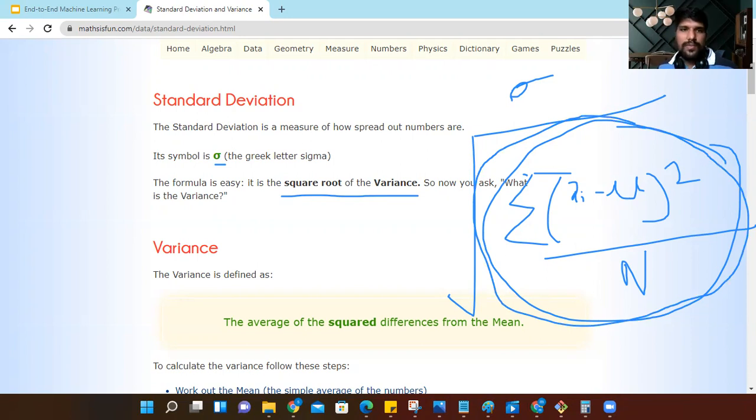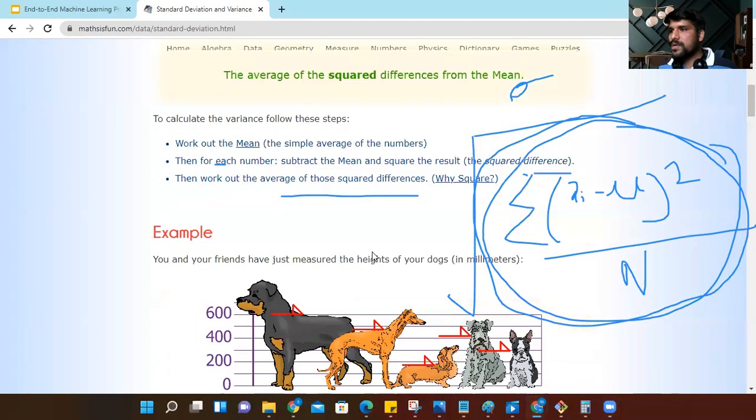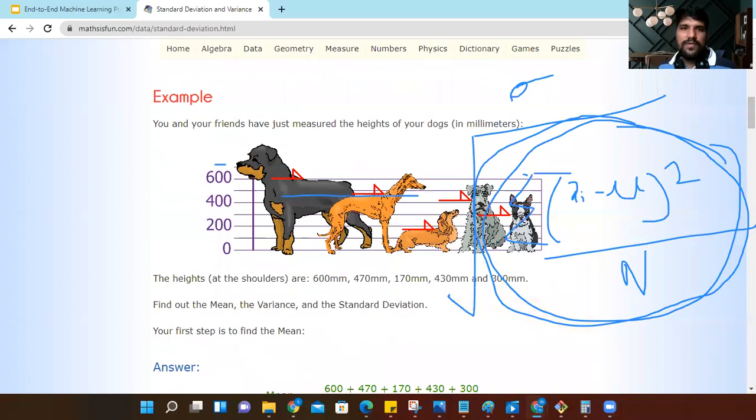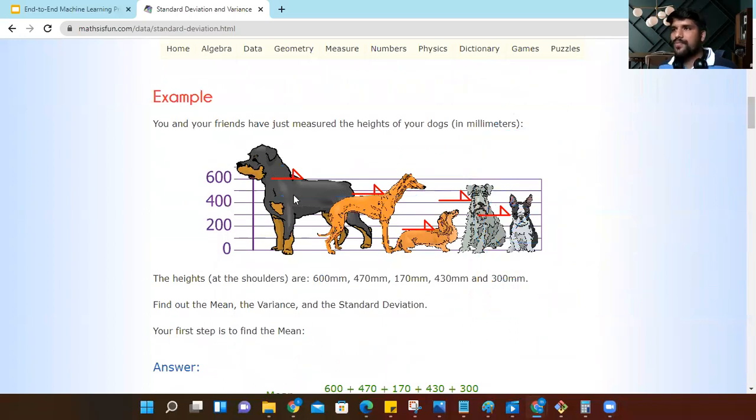For example, let's scroll down here. They have explained with a very good example, dog and cat. So this is a dog, and they have given the height of each dog. This is the height. So for this dog, the height is something like 180. For this dog, it's 410. For this dog, it's 600. So they have given the height of all the dogs, right? Now find out the mean, variance, and standard deviation.